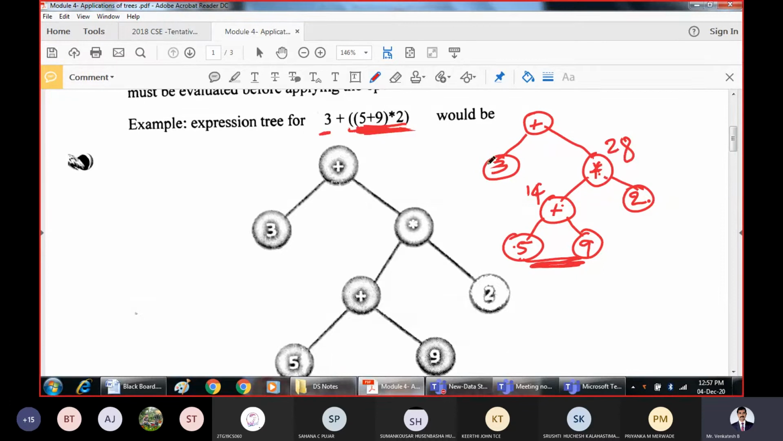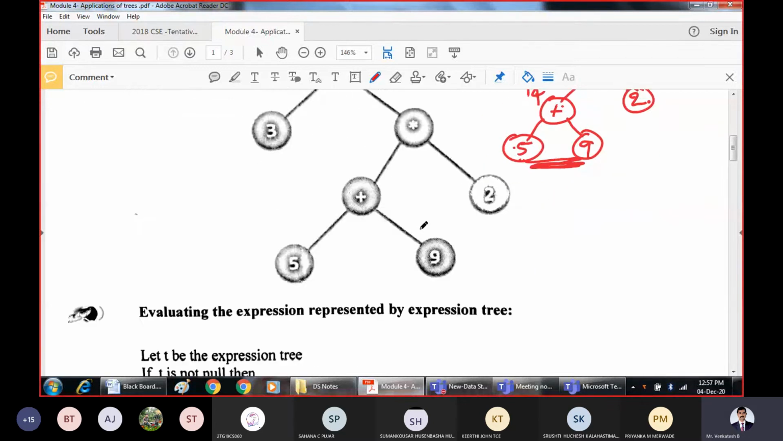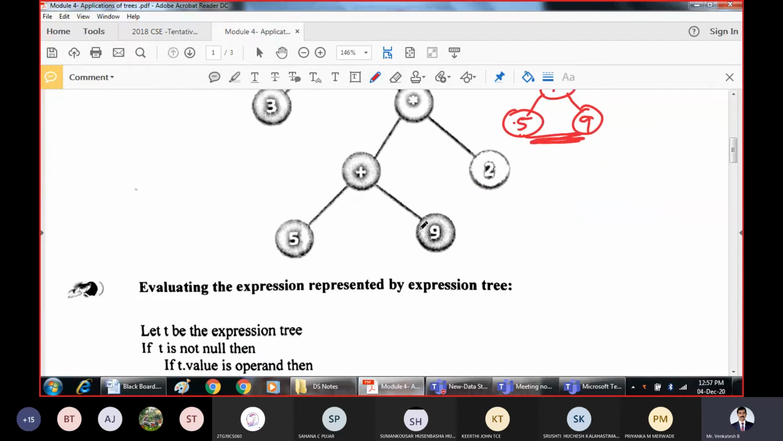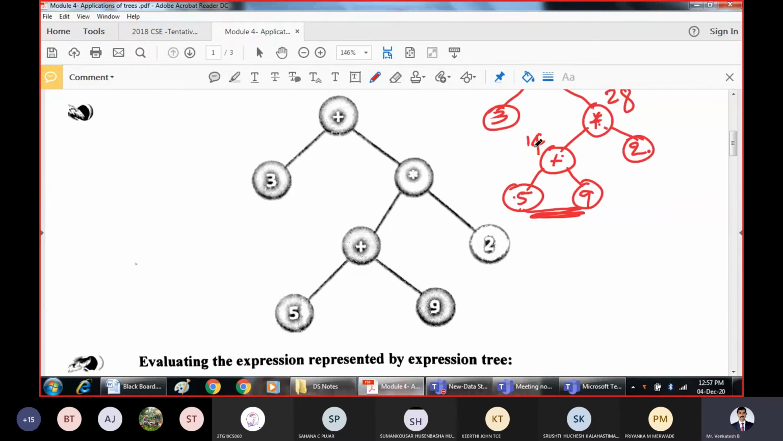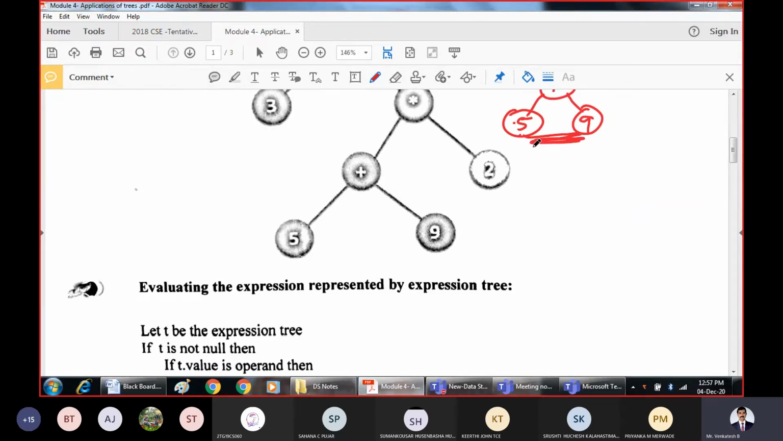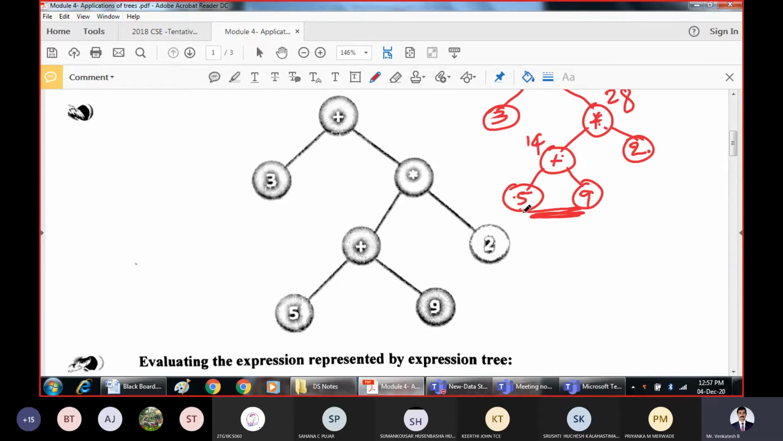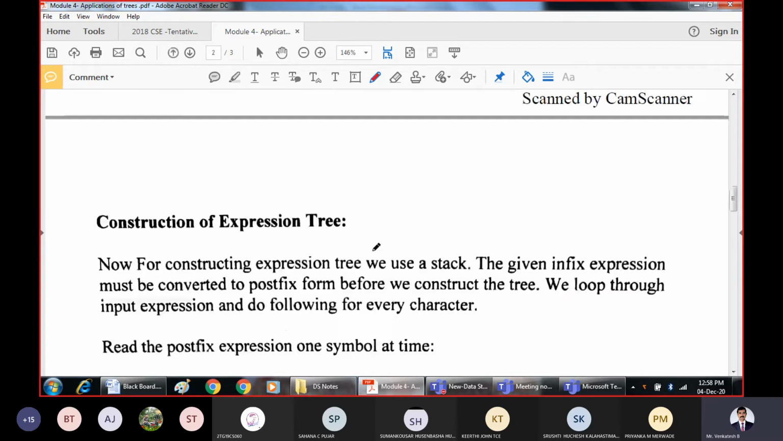Then apply plus. 28 plus 3 is how much? 31. So 31 is the result of the entire expression. And this is a smaller expression. We can do this easily whenever the expressions are very small. But in the case of large expressions, it's very difficult to construct like this. We cannot easily construct it if the expression is very large.